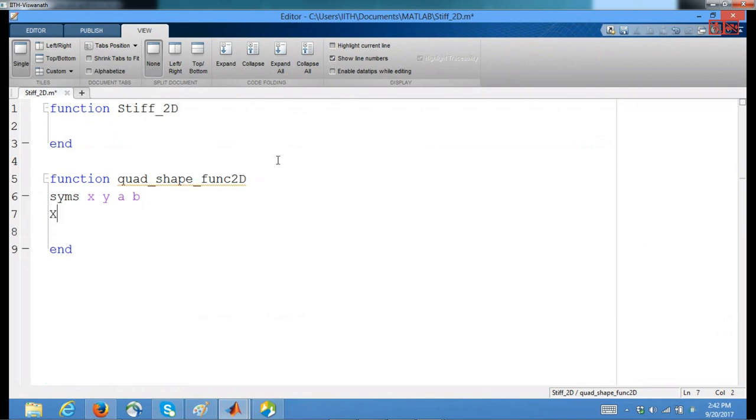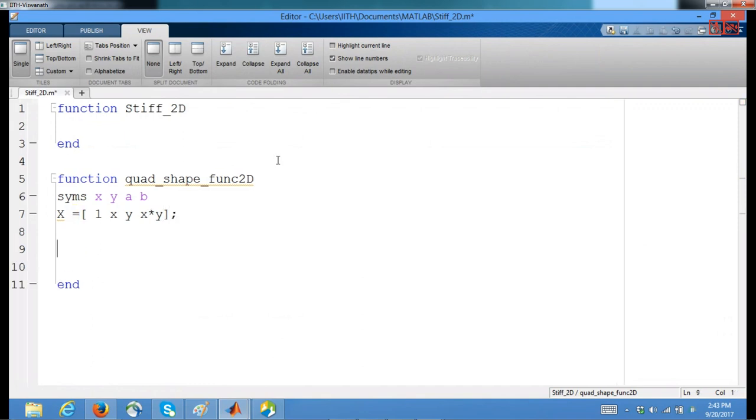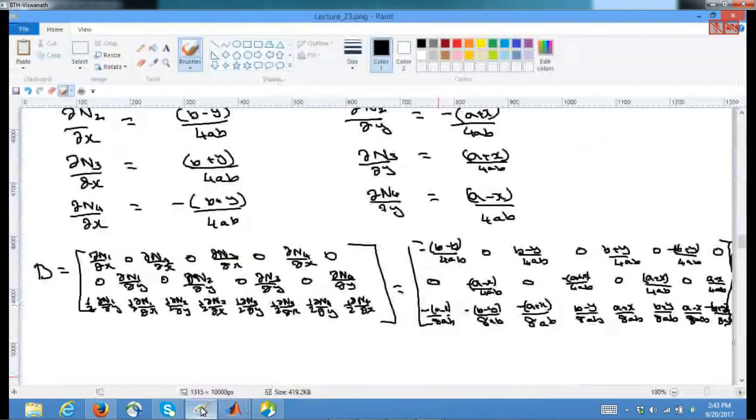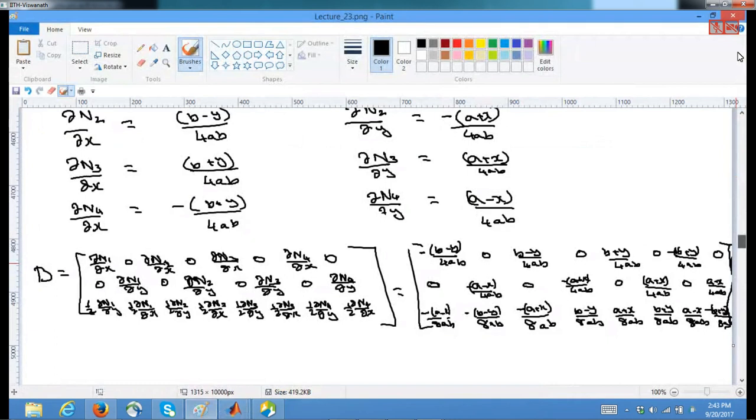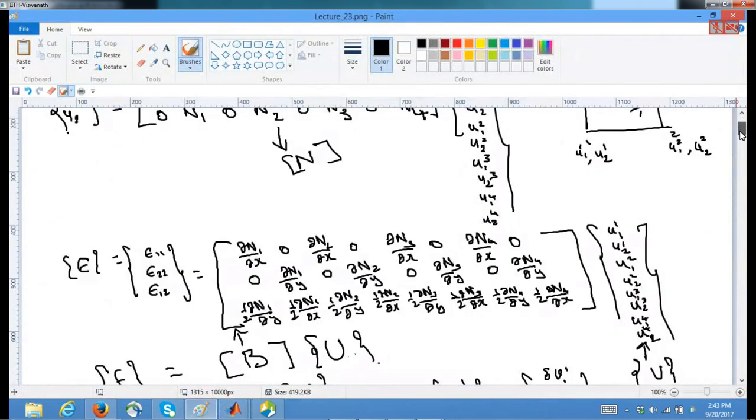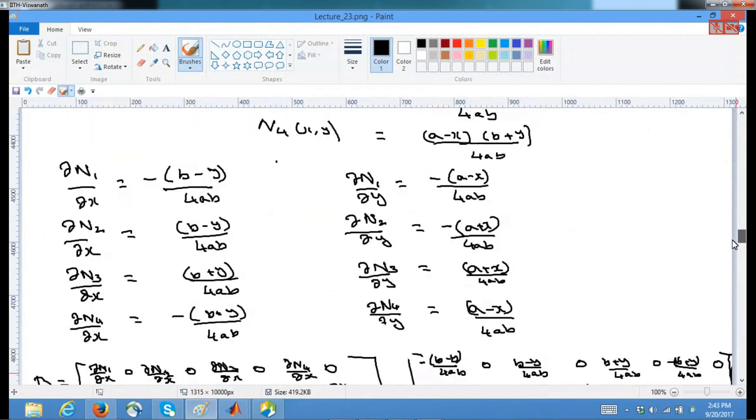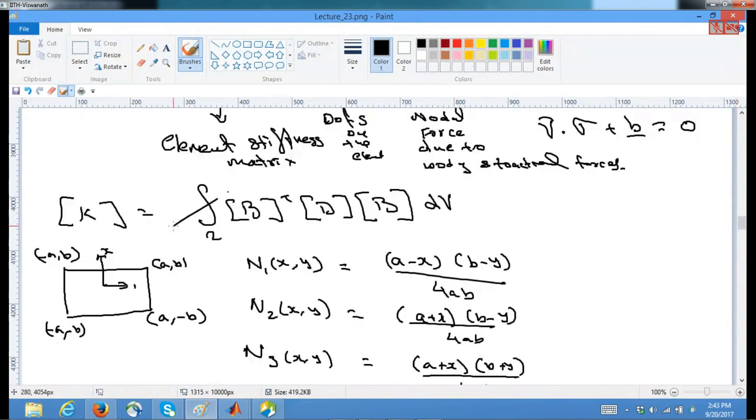So our capital basis is given by 1 x y and xy is our capital basis, and our A matrix was been evaluated at node 1, node 2, node 3, node 4.